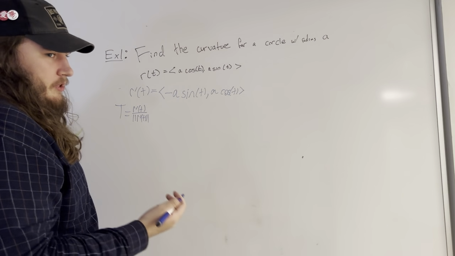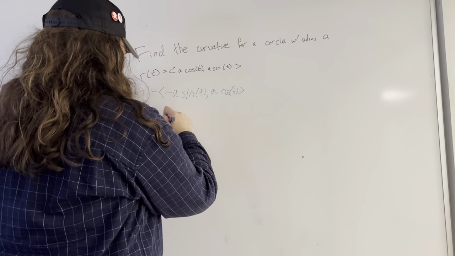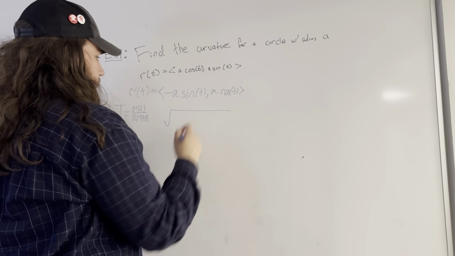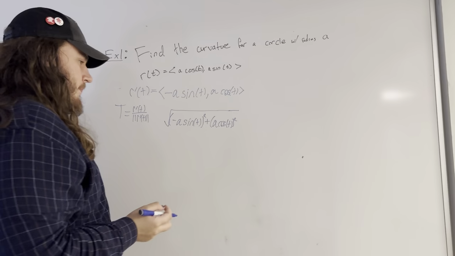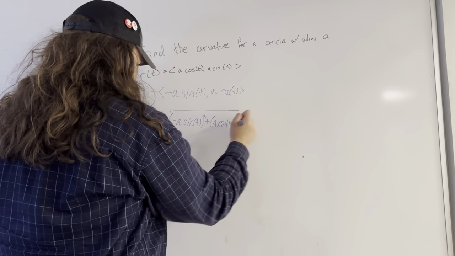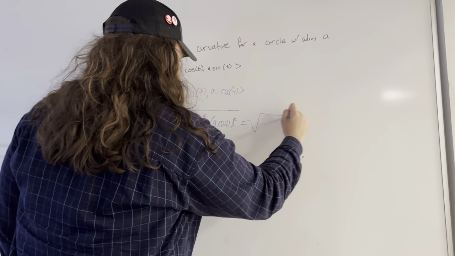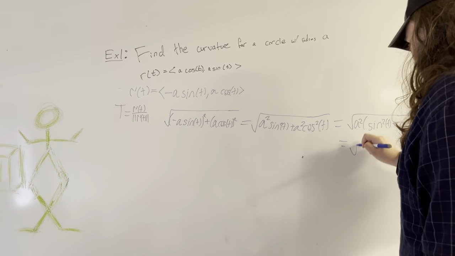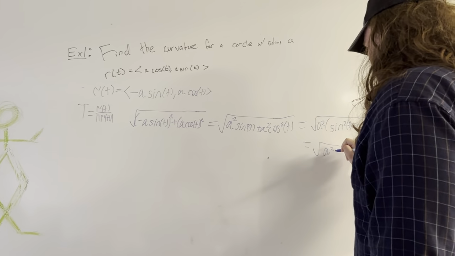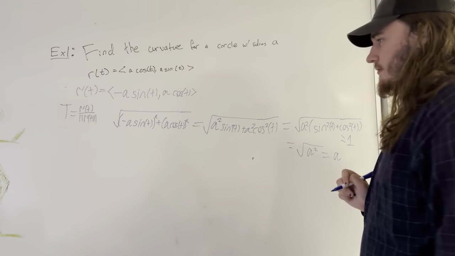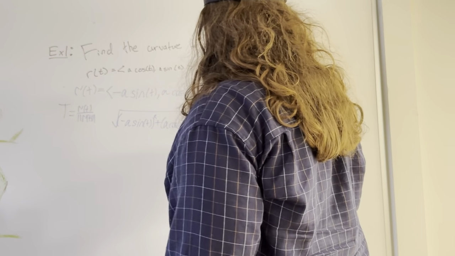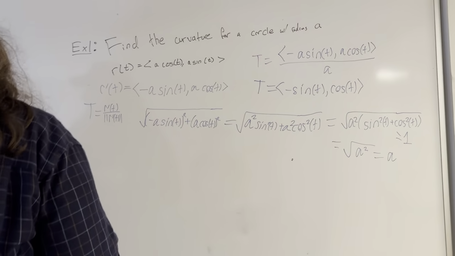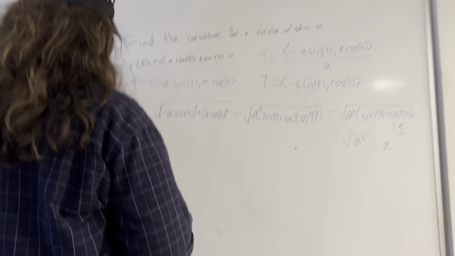So we all know how to find the magnitude. It's just going to be the square root of this squared plus this squared. So we have, and then that's going to become, okay, so this overall simplifies to a squared, which is just a. So our T is going to be equal to T prime of t over the magnitude of r prime of t.